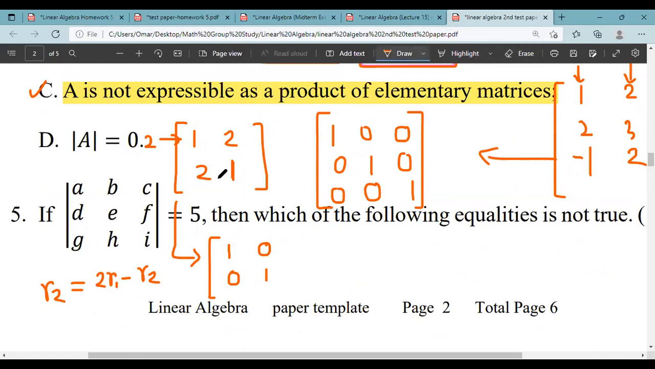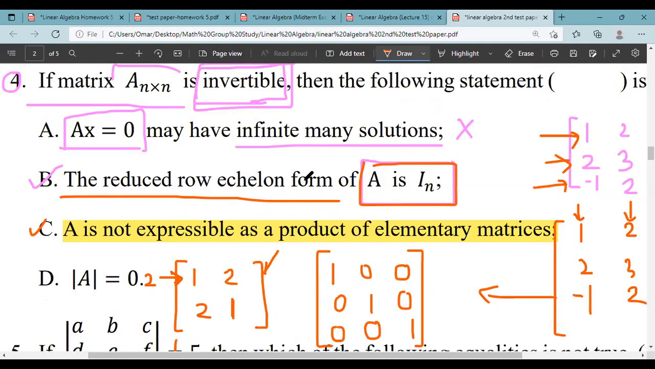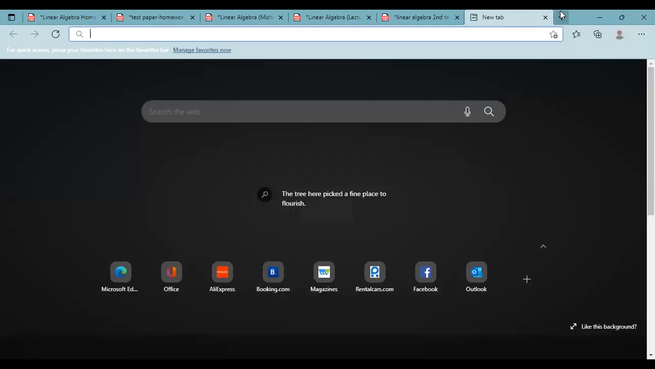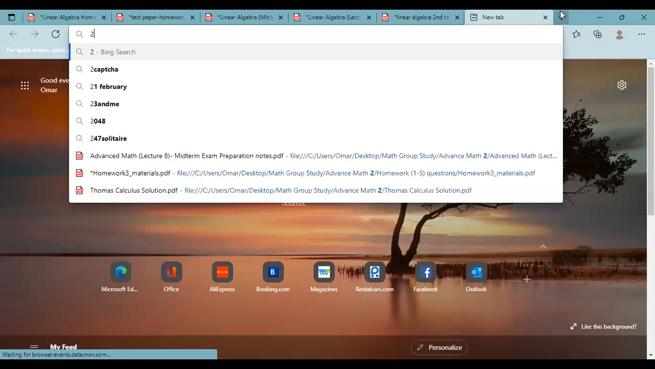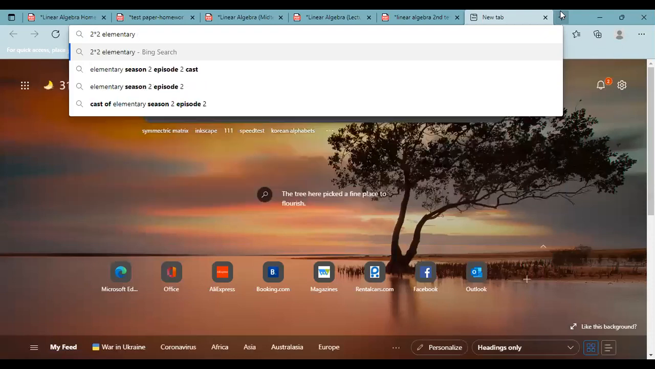So I just took this number as random. So if we somehow can convert this matrix into an identity matrix with only one row operation, then that is called an elementary matrix. Okay. So let me search on Google so that I can find any 2 by 2 elementary matrix.